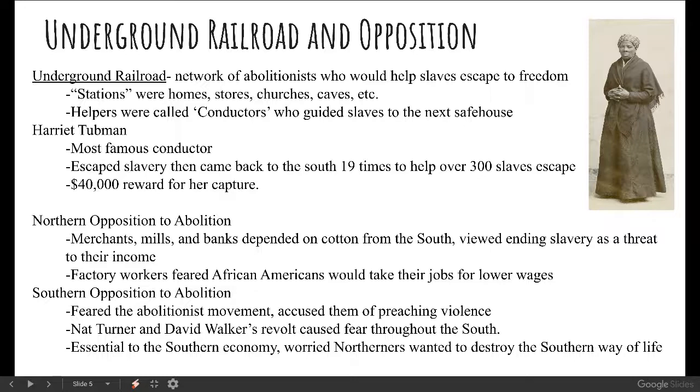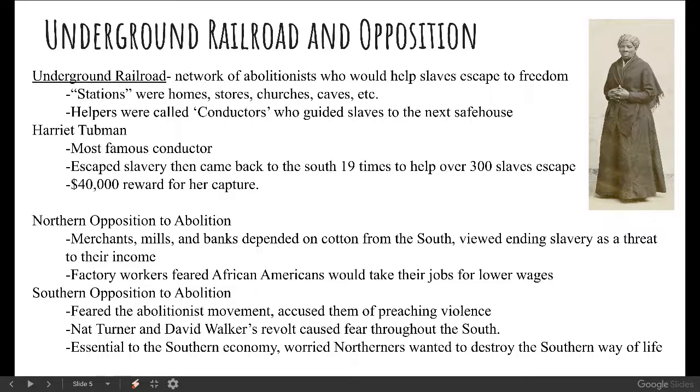And then, of course, in the South, a lot of opposition to abolition. They feared that the abolitionist movement was preaching violence. They feared slave revolts. There were a couple of slave revolts. Nat Turner and David Walker led some revolts, which struck fear throughout the South.